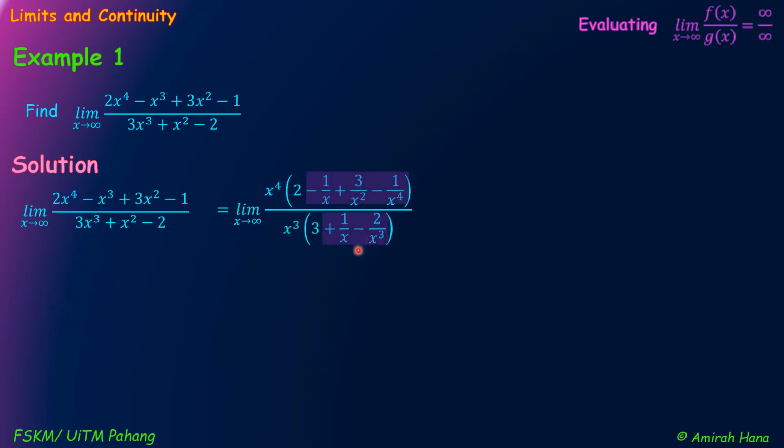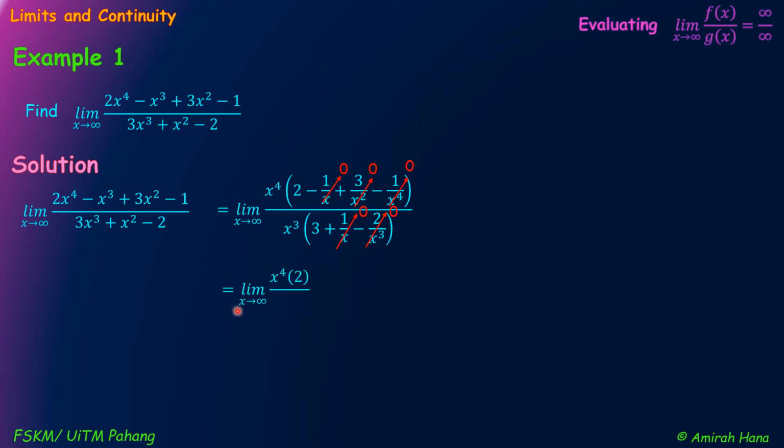These terms will approach 0 because the limit as x approaches infinity of 1 over x approaches 0. The limit of 3 over x squared approaches 0. The limit of 1 over x to the power of 4 will approach 0. The limit of 1 over x will approach 0. And the limit of 2 over x cubed also approaches 0.